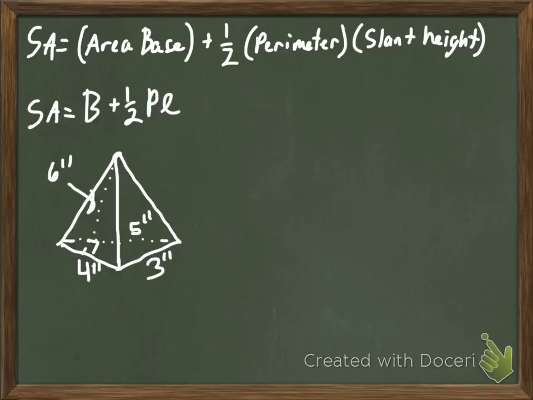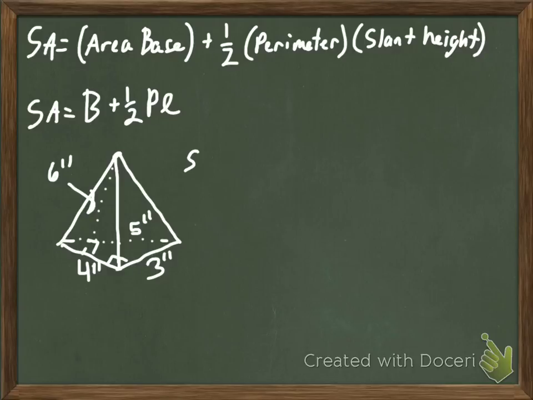So I have an example I'm going to do here with you. I have a triangular pyramid. The base is a right triangle. I forgot to draw that little right triangle there. There we go. With sides of 3, 4, and 5, and then the slant height is 6, and it's all in inches. So its surface area equals area of base plus 1/2 perimeter times slant height.